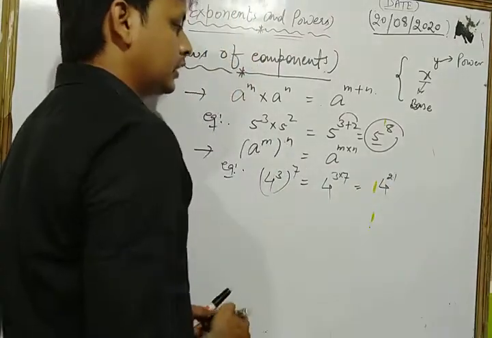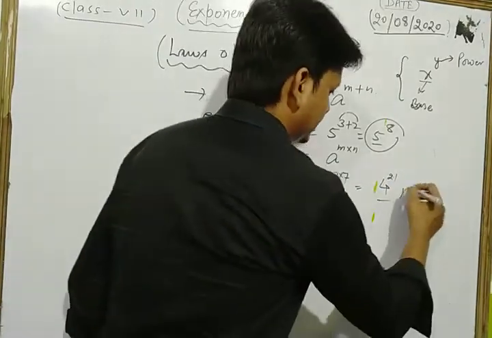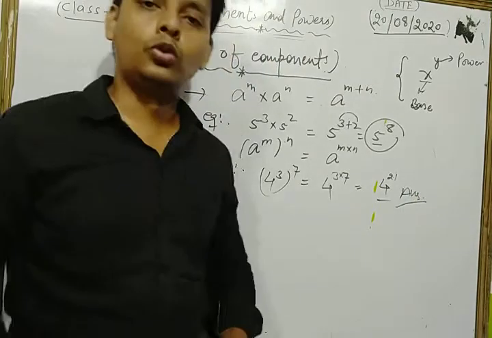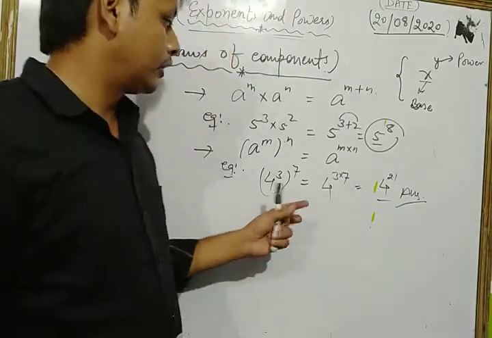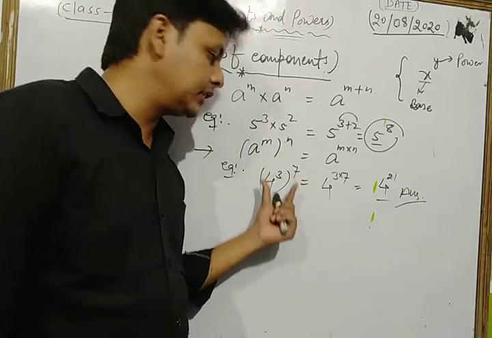21. 3 sevens are 21. This is our answer. Okay, so dear students, we use this type of law in this way.